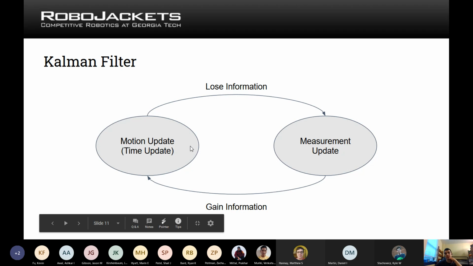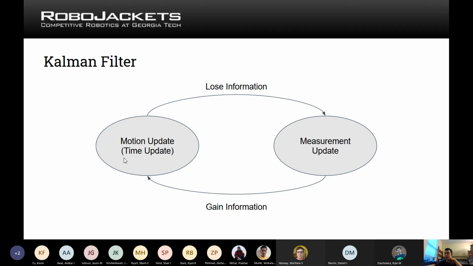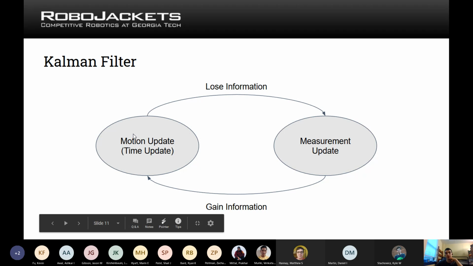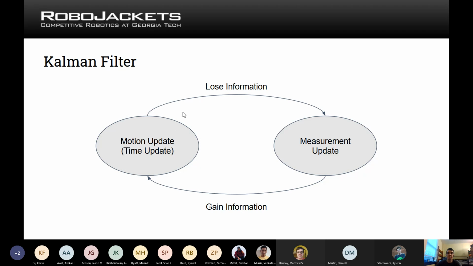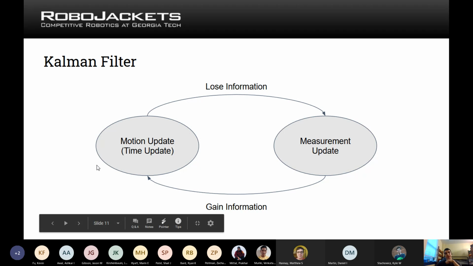The Kalman filter has two steps. There's a motion update. And during the motion update, you actually lose information. And what that means is you'll see that the variance will actually increase as you take a step. And that makes sense because if you have a robot and it moved 10 feet forward, it might have moved 9 feet forward, it might have moved 10, it might have moved 11. And so there's some uncertainty about how much it actually moved. And so you're losing information about where you are whenever you move.